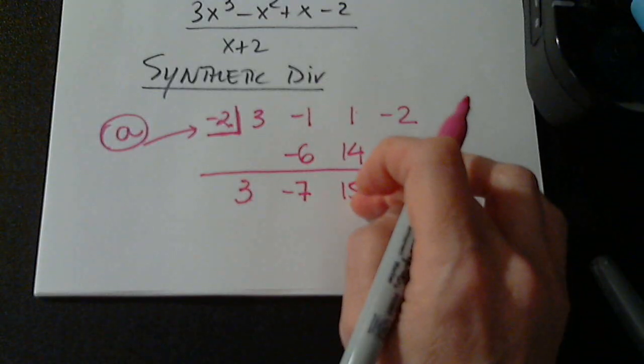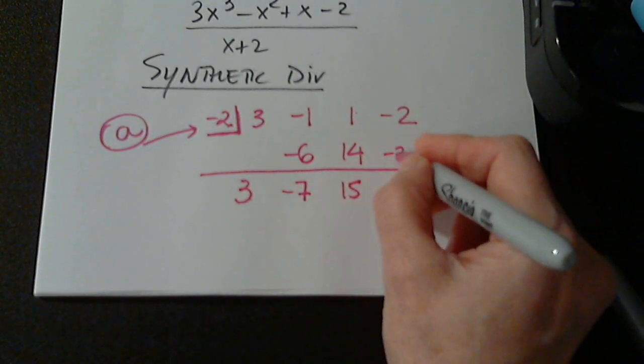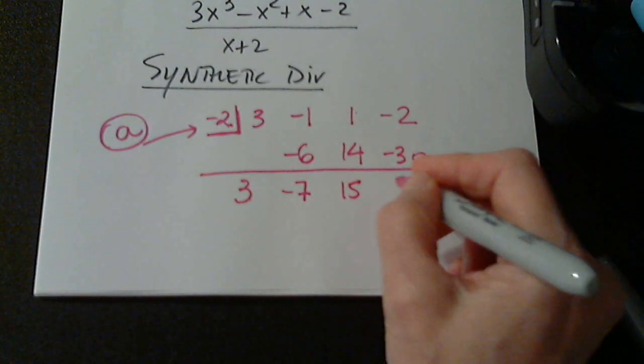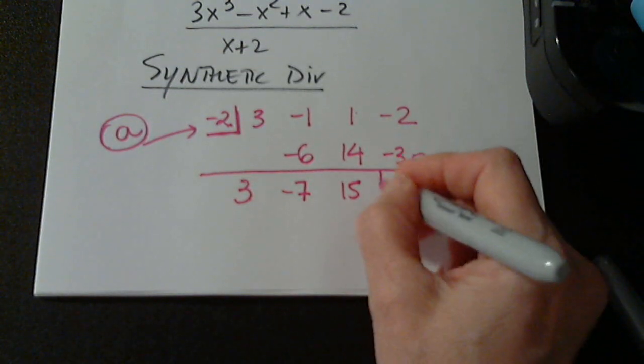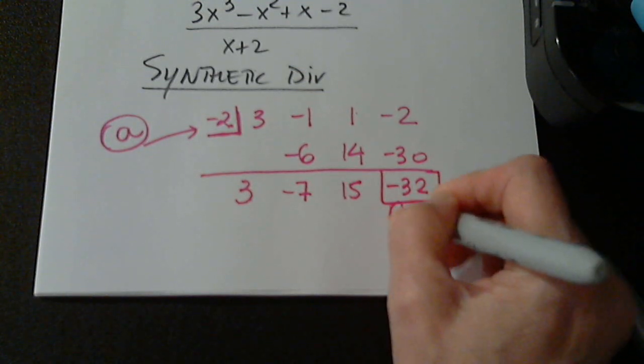Negative 2 times 15 is negative 30. Write the answer above the line under the last coefficient. Perform the operations. Negative 32. Box it in. This happens to be the remainder.